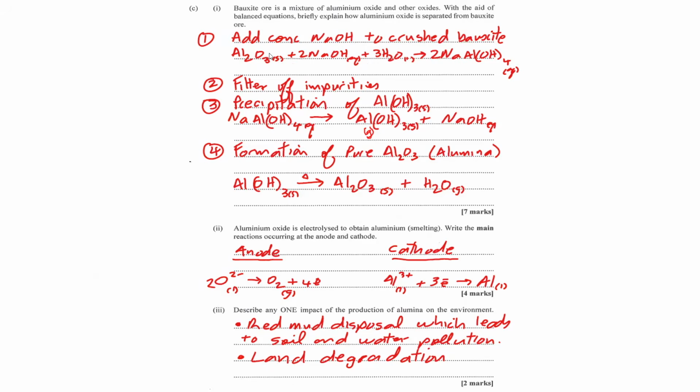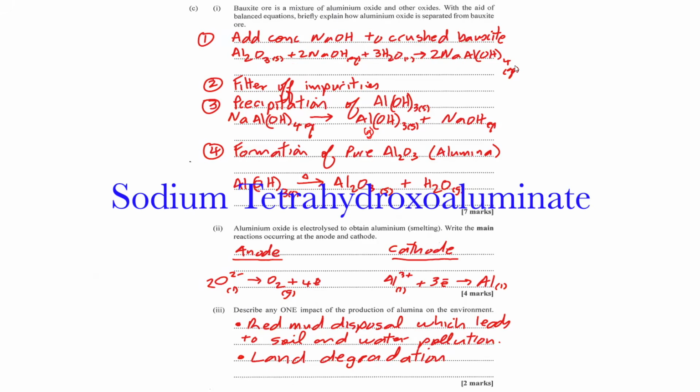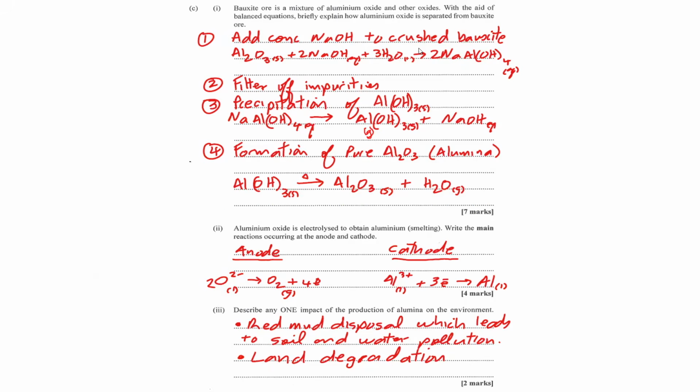Now, aluminium oxide that is in the ore will react with sodium hydroxide to form the salt sodium tetrahydroxyaluminate. And of course, this is now in the dissolved state. Now, the impurities like your iron oxides, your titanium dioxide, those will remain insoluble and can be filtered off because they are not amphoteric and will not react with sodium hydroxide.